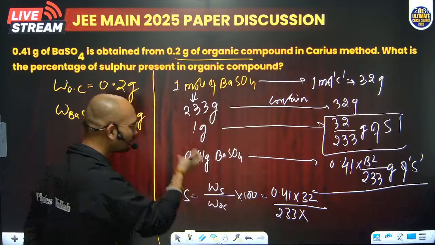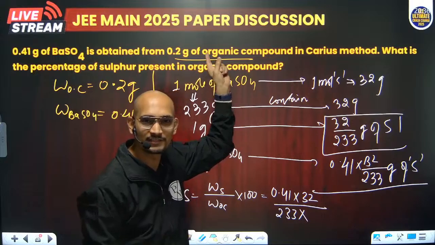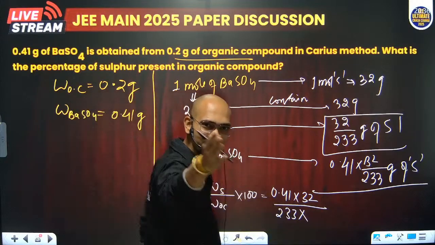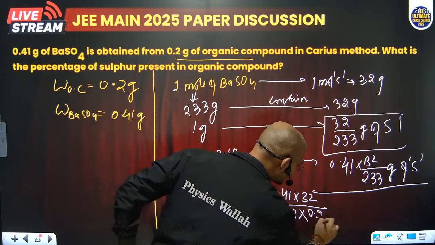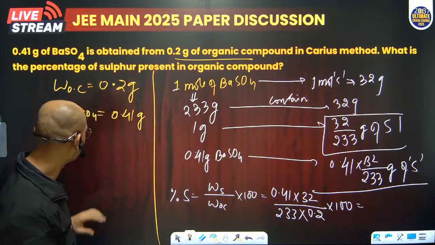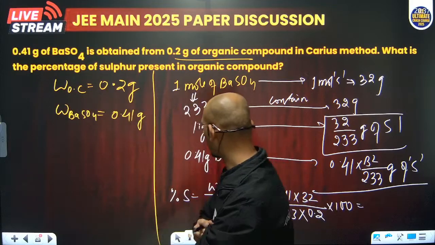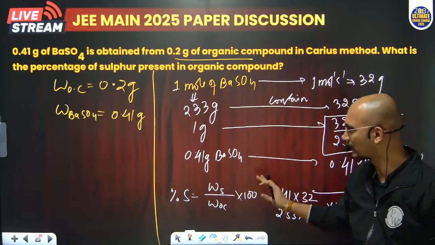And how much is the mass of organic compound? We have already seen how much organic compound is taken: 0.2 gram. So directly multiply with 100. How much is it coming? You can just get it. I think we need to do the calculation. The calculation part you can do and you can get it very easily.